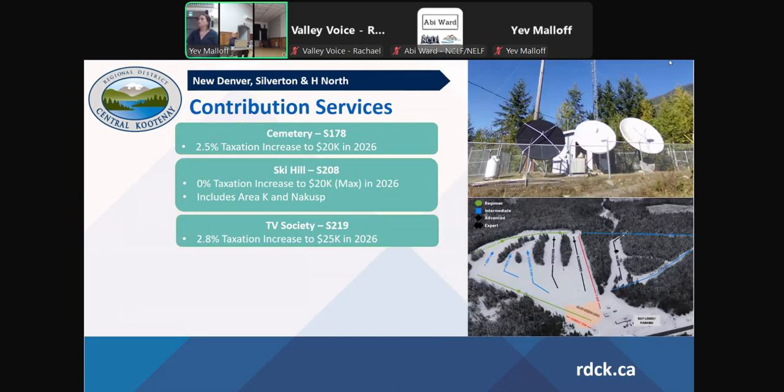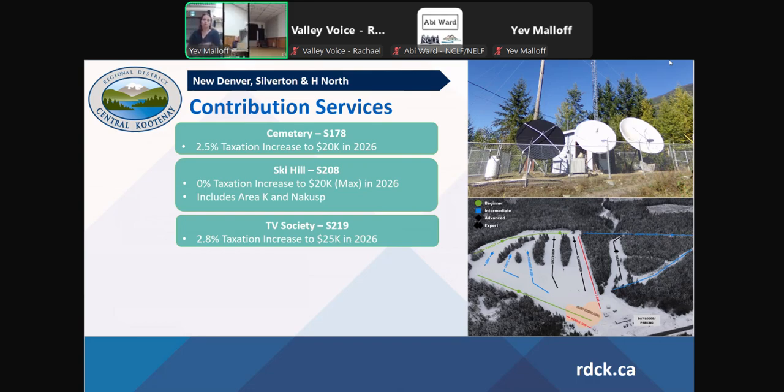So jump over to what we call contribution services. These are services that the regional district does not manage or provide, but it provides grants individually through these services. So the cemetery service is seeing an inflationary increase. The ski hill, or Summit Ski Hill, is basically at its maximum allowed for taxation.